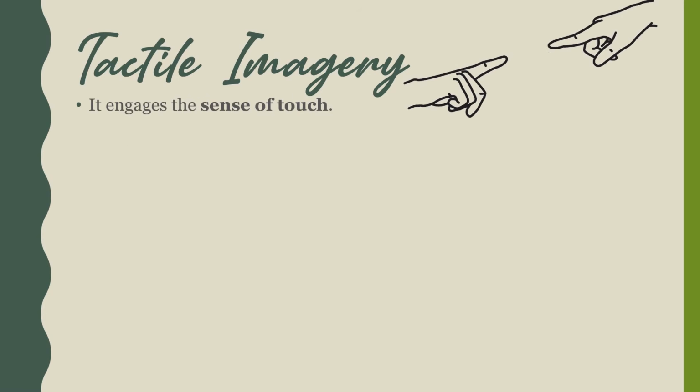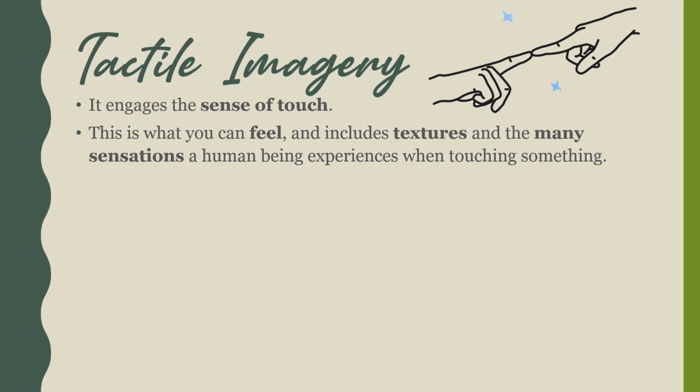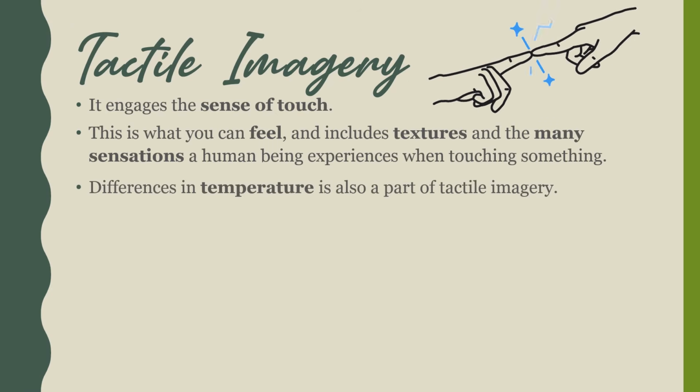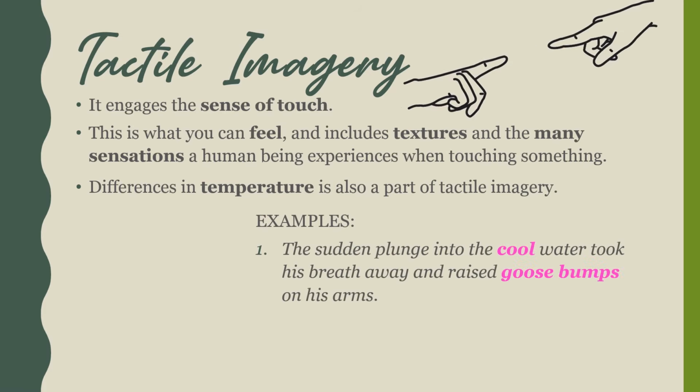And the last sensory image is called tactile imagery. This one engages the sense of touch. This refers to what you can feel and includes textures and the many sensations a human being experiences when touching something. Differences in temperature is also a part of tactile imagery. Let us have the first example.